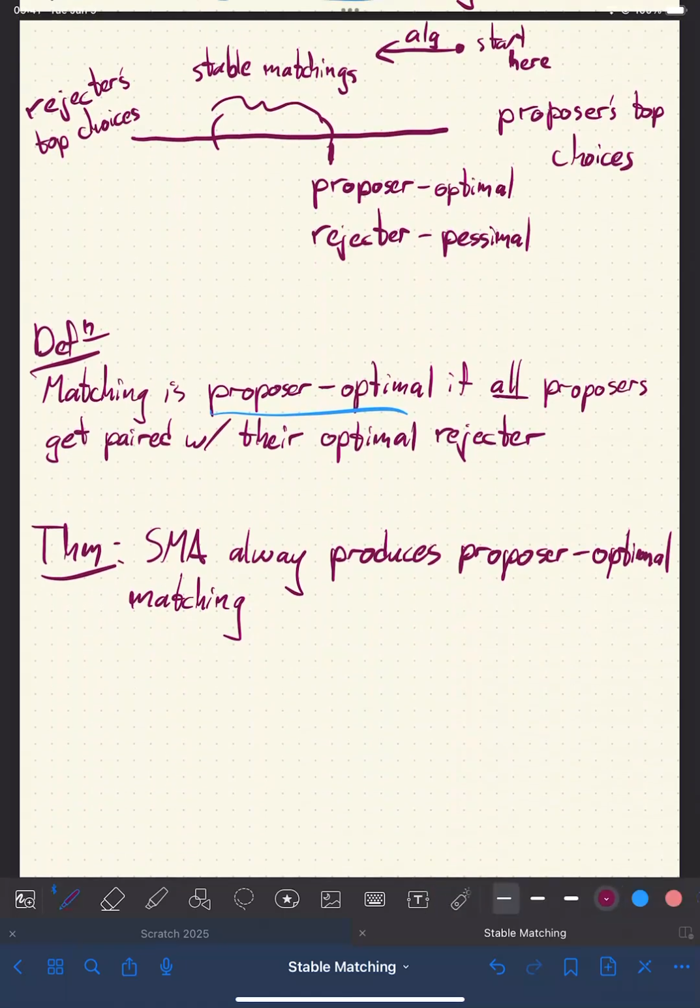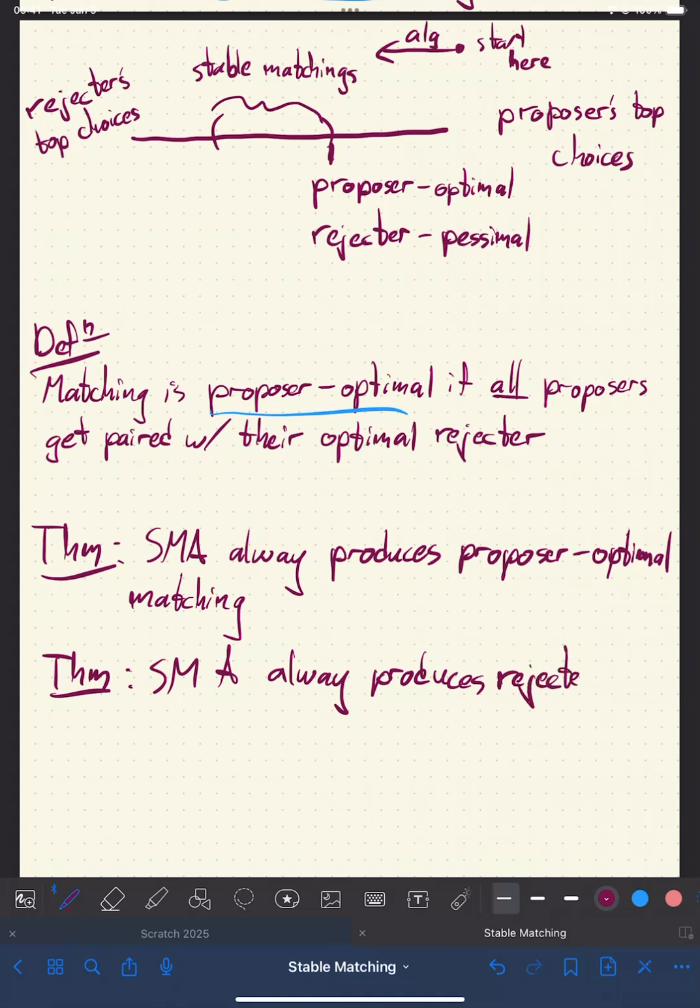So yeah, there's another theorem here, and we haven't proved either of these yet, but really it's the same as the one above, except it's rejector pessimal. And I'm not defining these rigorously right here, but that's what the notes are for. If you want to really look at the definitions and sit in the definitions, the notes are very rigorous on these sorts of things.